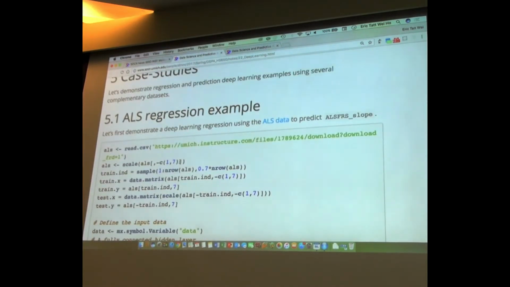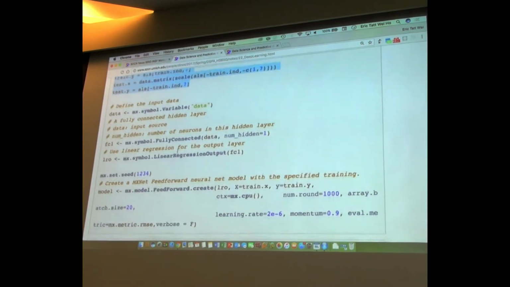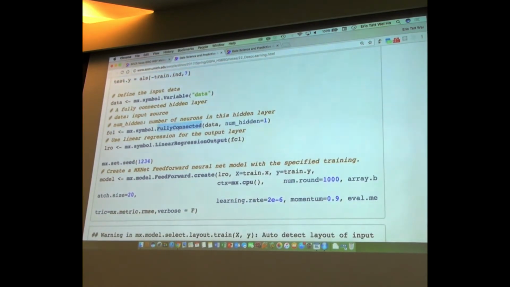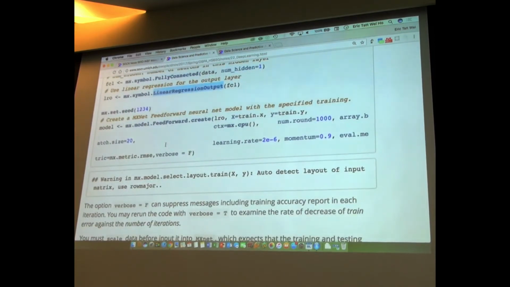Okay, so let's look at some case studies. The first one is AOS, the very same AOS data that we looked at before. Column 7 is the clinical output diagnosis. Again, we're going to have our 70-30 split into training and testing data. Here is where we're going to define the output layers, and this is just a single layer thing that we create.